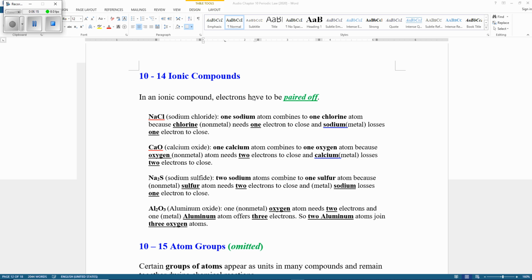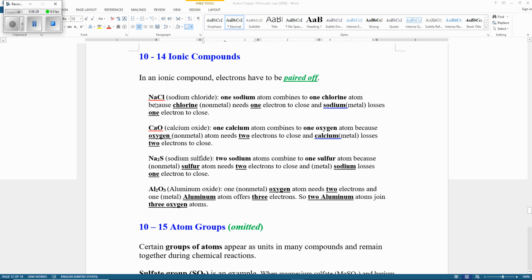Now in ionic compounds, electrons have to pair off, meaning how many electrons transfer depends on the situation. We already discussed sodium and chlorine. Sodium wants to give 1 to close, and chlorine needs 1 to close. So 1 sodium combines with 1 chlorine atom. See, 1 to 1.